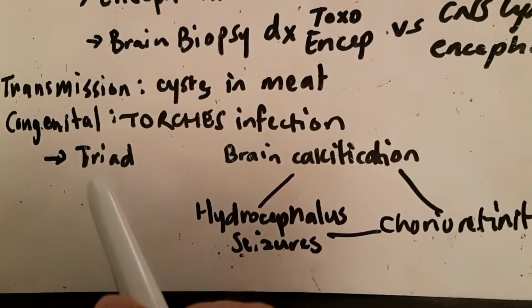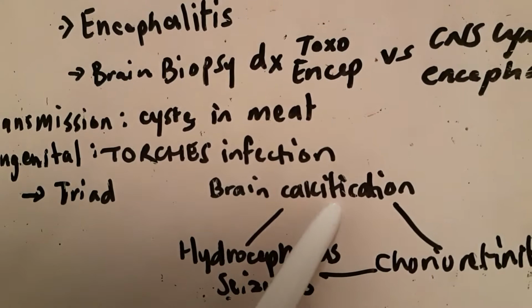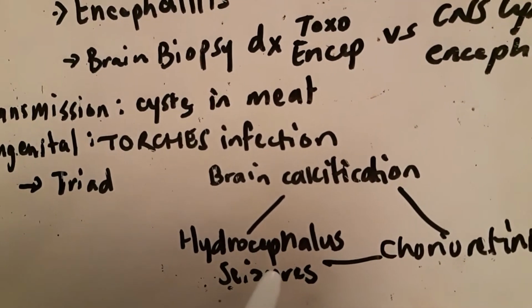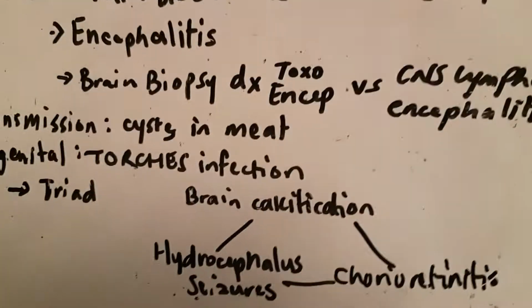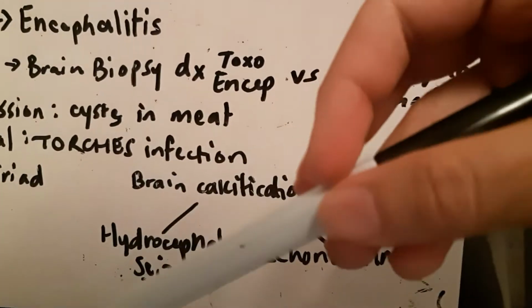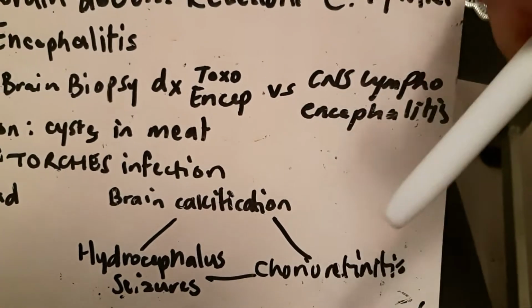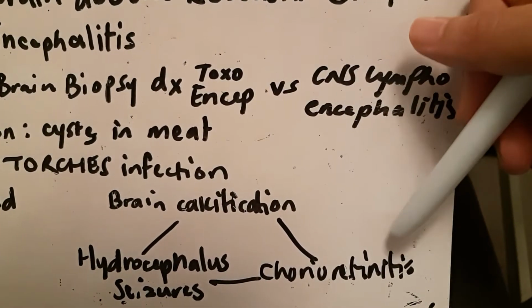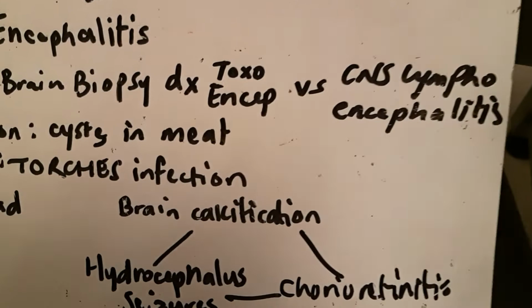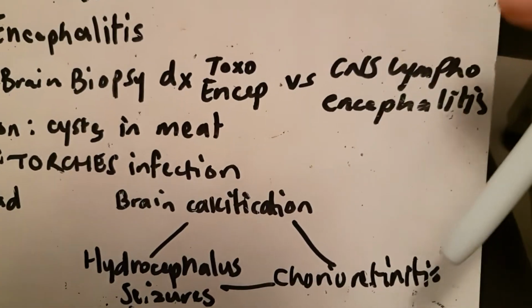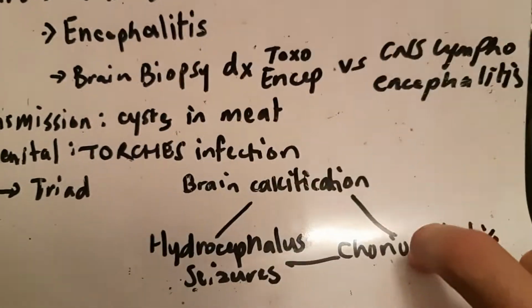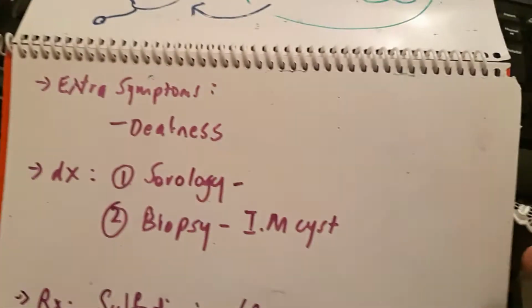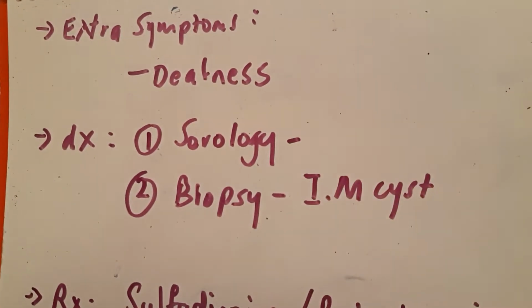How does this present? You have a triad of brain calcification, hydrocephalus, and chorioretinitis. So brain calcifications, that's also, remember, that was seen in EBV. You can have hydrocephalus and seizures, which is characteristic, and you can have chorioretinitis, which is a red and inflamed looking retina in the eye. An extra symptom that is also seen is deafness, and this is normally seen within a child.